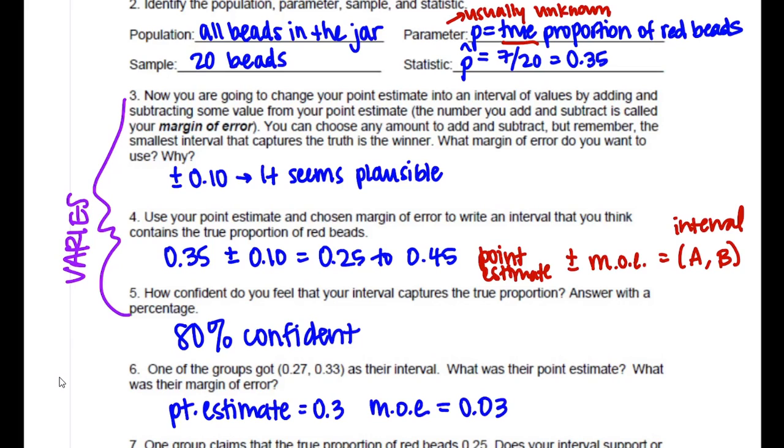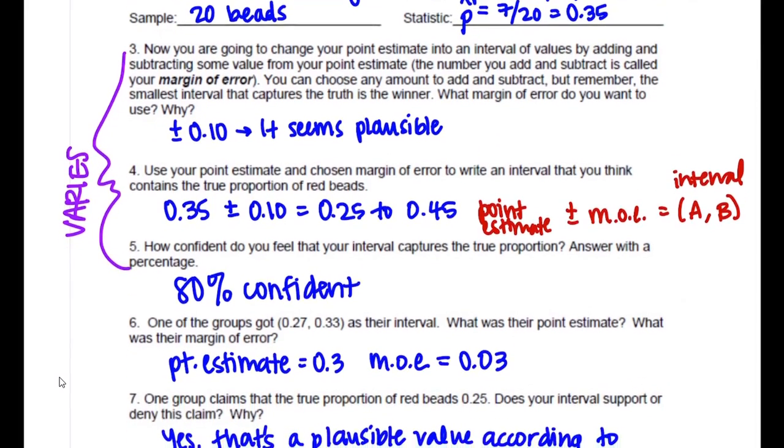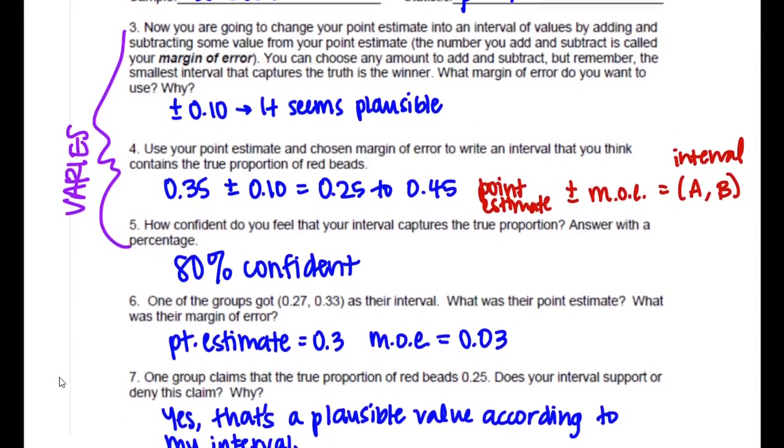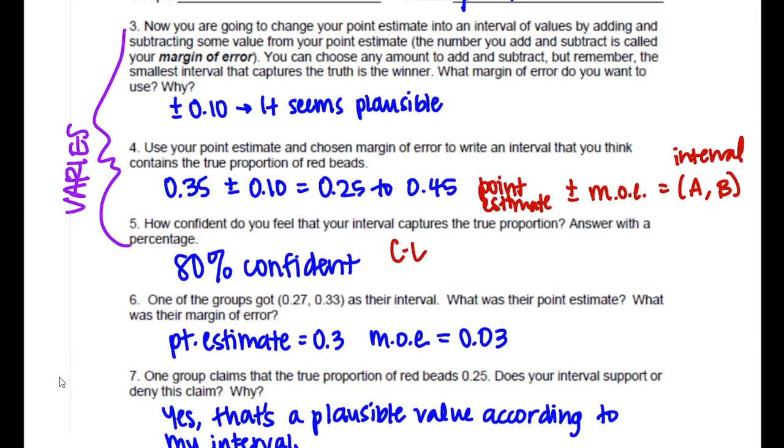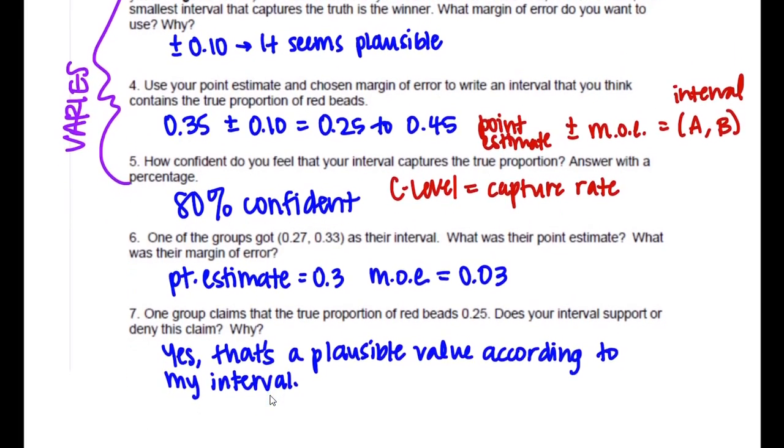And so number 5, how confident were you? I just made up, I was about 80% confident. We call that the capture rate, confidence level, which you'll explore a little bit more about on the next page. And then that tells us how often we think our interval will capture the true value.